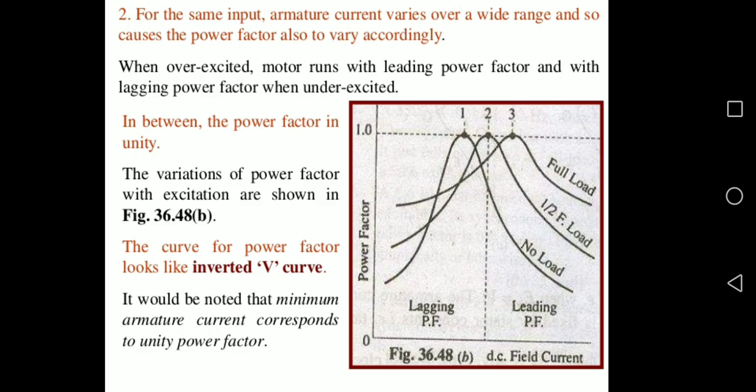Okay. The variation of power factor with excitation is shown in the figure. The curve for the power factor looks like an inverted V curve. The V curve is for armature current versus excitation. The inverted V curve is for excitation versus power factor.